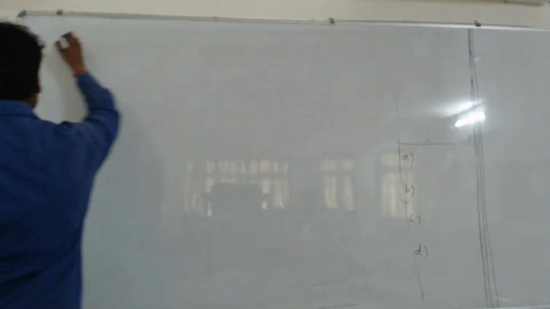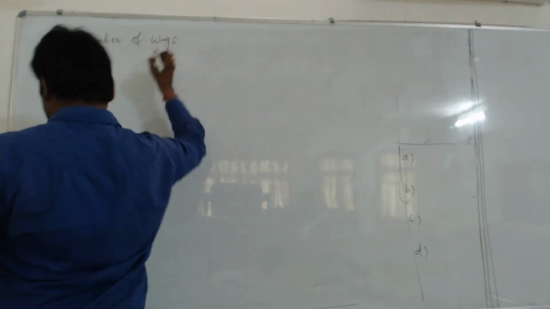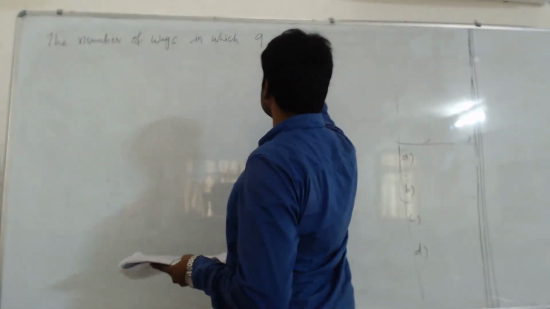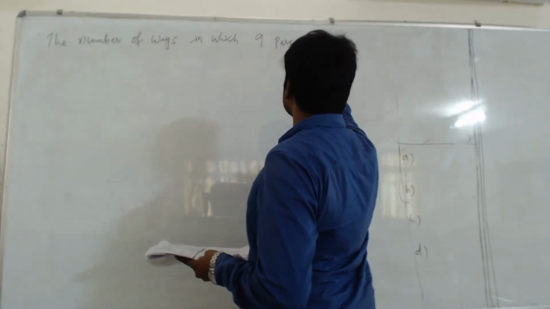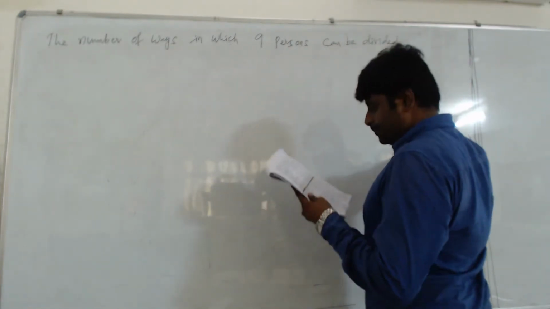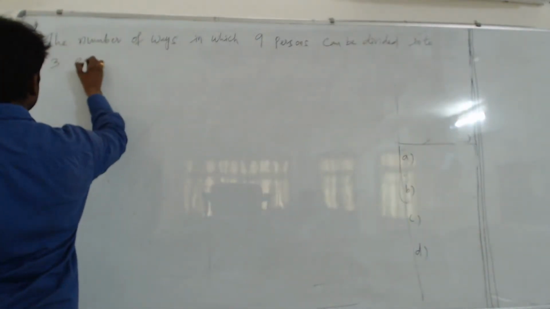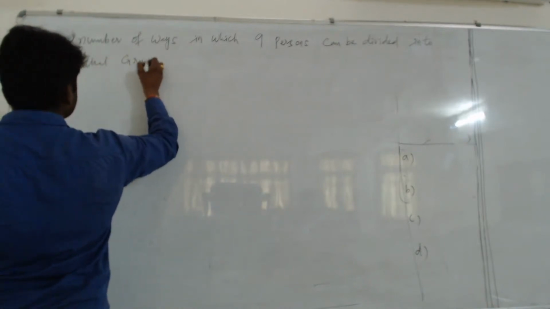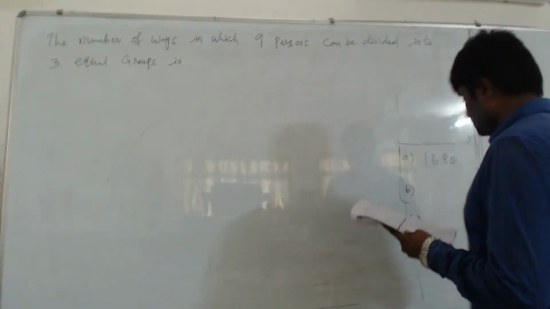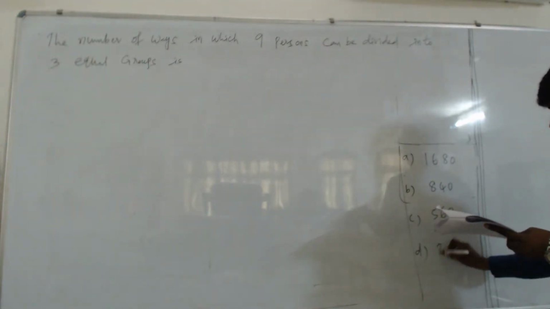Now, the number of ways in which nine persons can be divided into three equal groups is: first option 1680, the second option 840, third option 560, the fourth option 280.